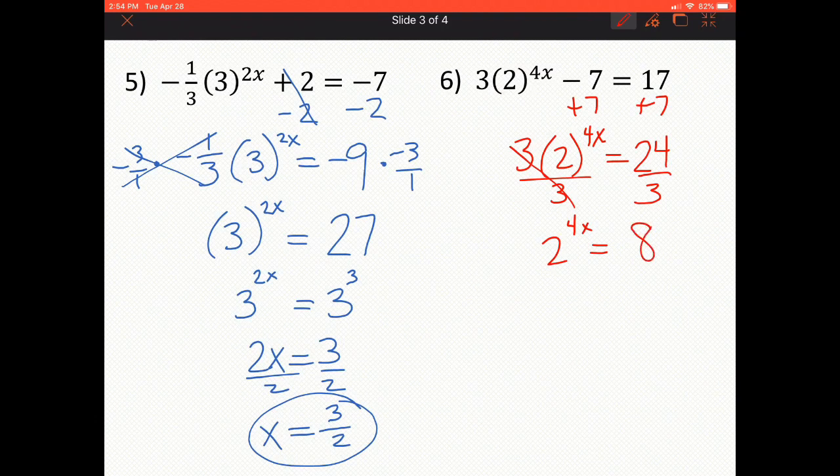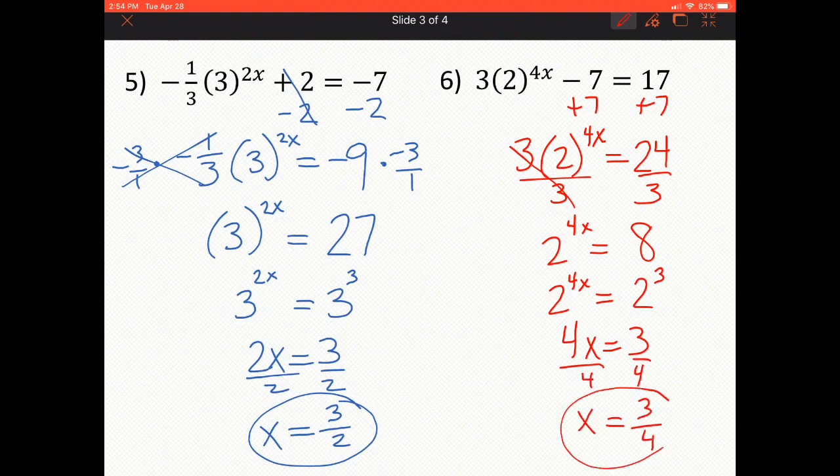And again, I need to make my bases the same. So 8 is 2 to the 3rd power. That means the exponents must be equal. Divide, so x equals 3/4.